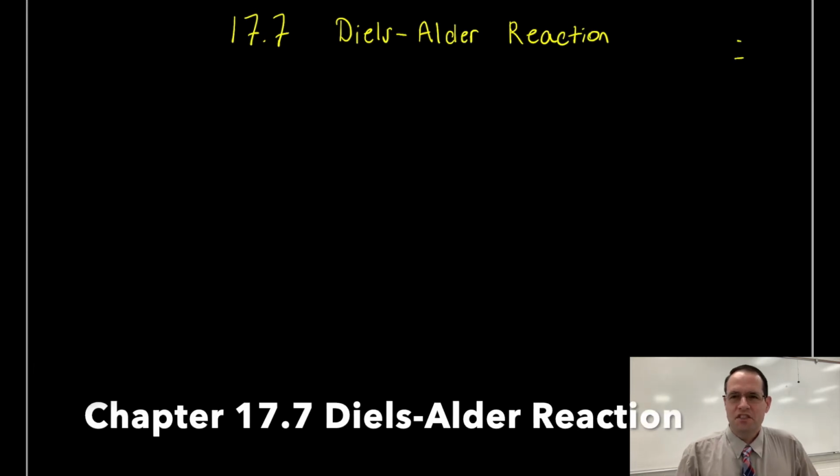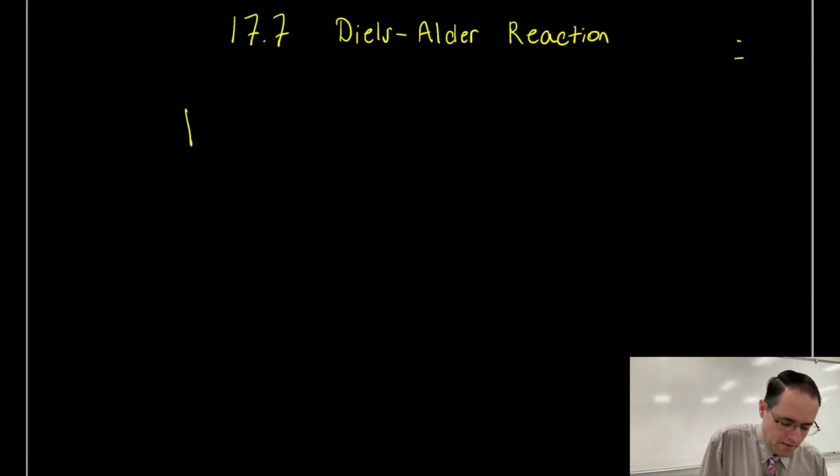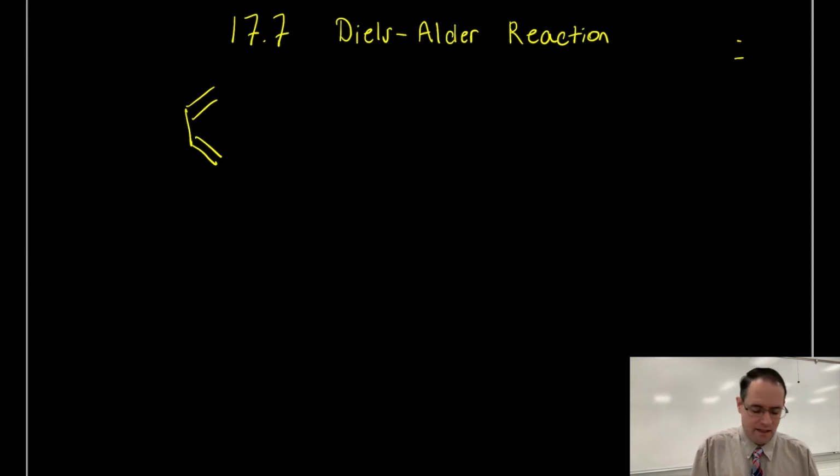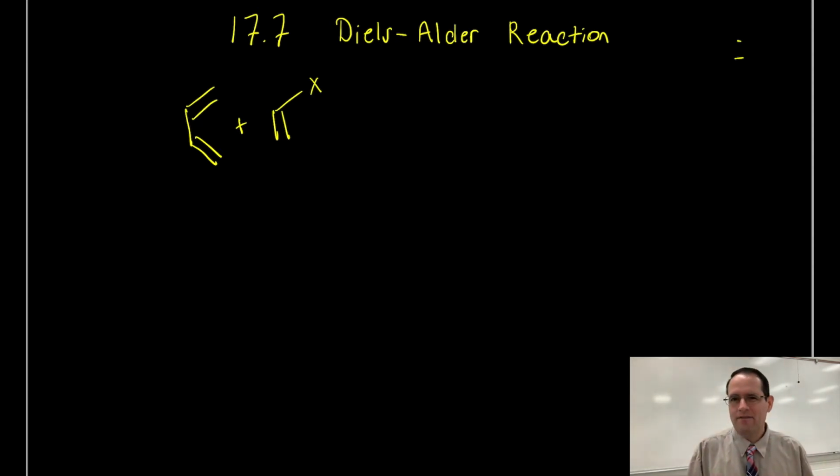Section 7 in Chapter 17 talks about the Diels-Alder reaction. This is a hugely important reaction to synthesize cyclohexene derivatives in one fell swoop. In this reaction, a conjugated diene is reacted with something that's called the dienophile. The dienophile can oftentimes have these substituents attached to it.